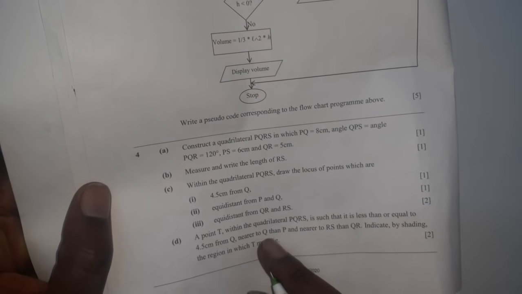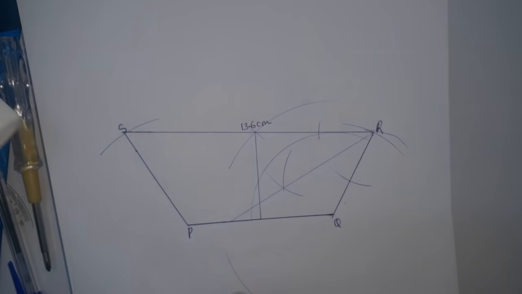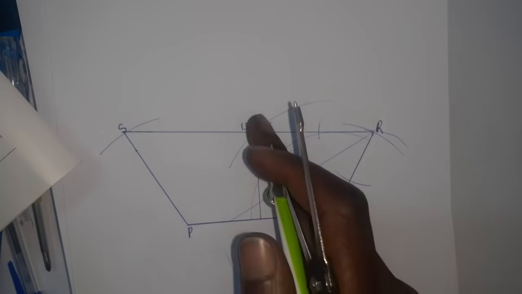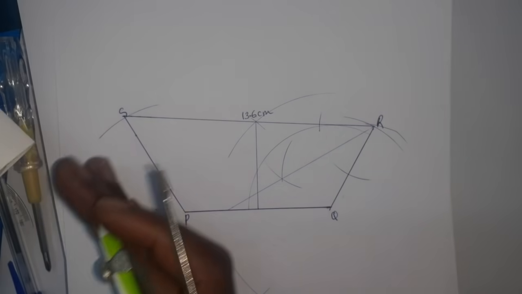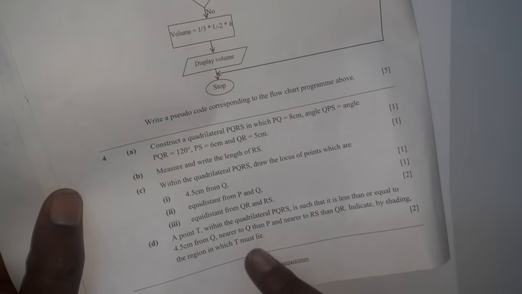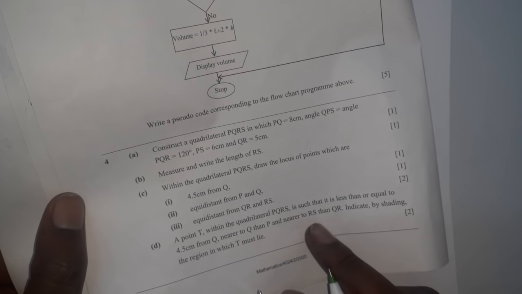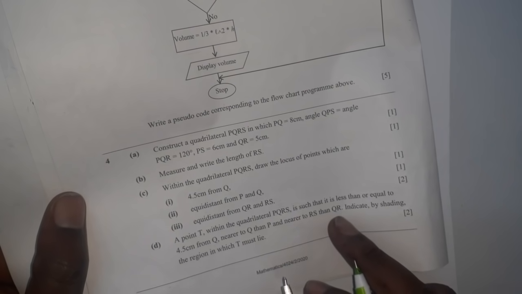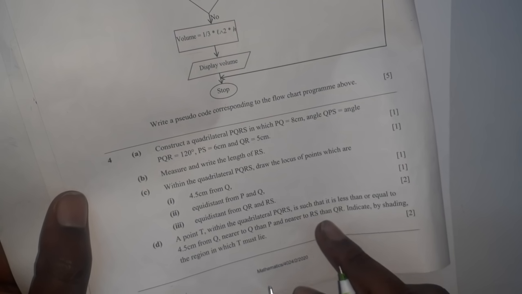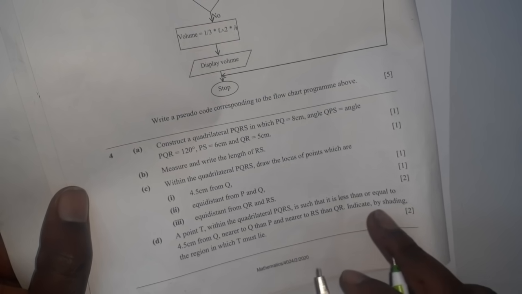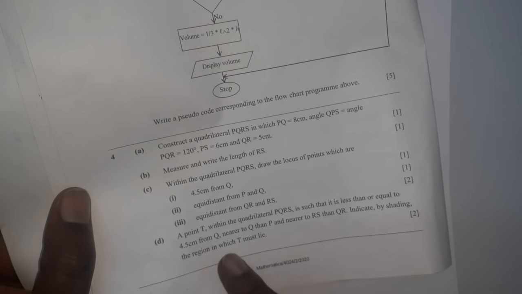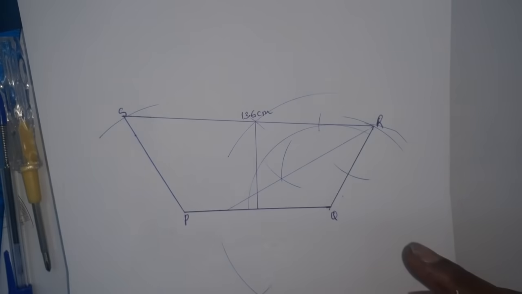Nearer to Q than P. When it comes to this one, it means it's on the other side here, closer to Q than it is to P. And nearer to RS than QR. Indicate by shading the region in which T must lie.